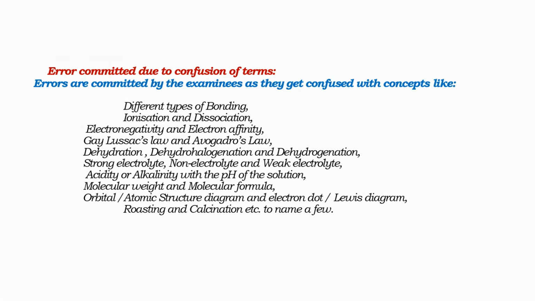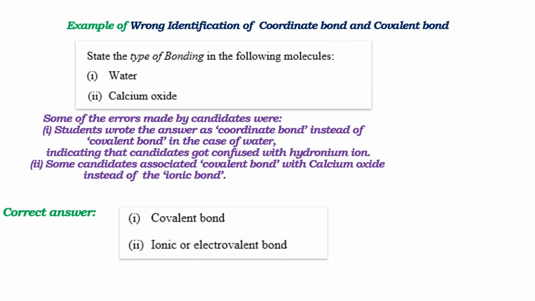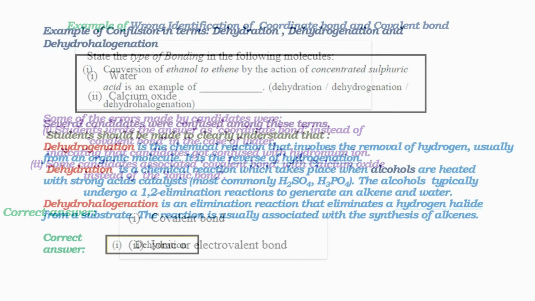To name a few. Example of wrong identification of coordinate bond and covalent bond. In this question, the question asked is: state the type of bonding in the following molecules. Some of the errors made by the candidates were that students wrote the answer as coordinate bond instead of covalent bond in case of water, indicating that the candidates got confused with the hydronium ion. Some students associated the term covalent bond with calcium oxide instead of ionic bond.